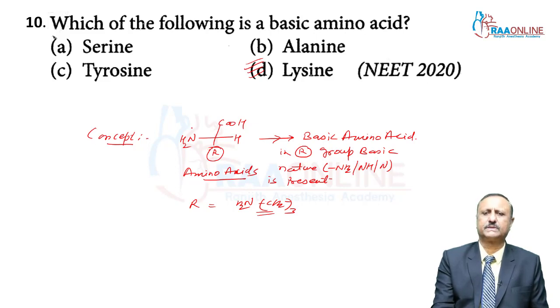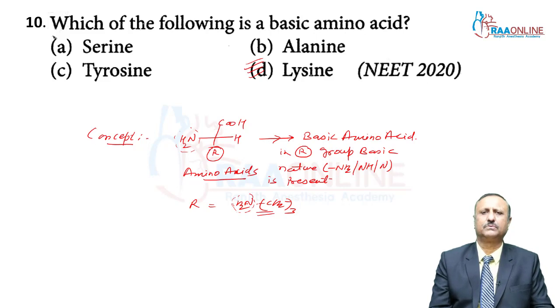So in this amino acid, here a second NH2, two NH2 groups are present in extra, and my dear students, when two NH2 groups are present in extra, it means this amino acid is basic in nature. So this is the answer, and this question was asked in NEET 2020.